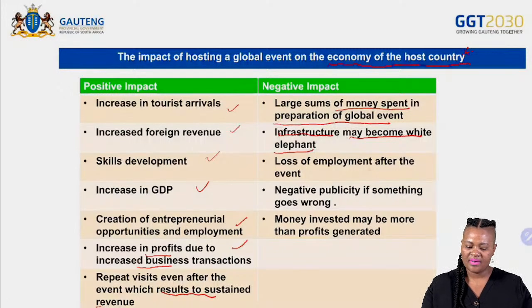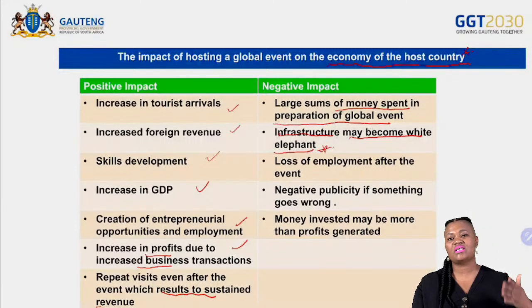Loss of employment, an example would be stadiums. With stadiums, you find that when we look at white elephants, stadiums were built and now they're no longer in use. They are no longer hosting as many events or no events at all. Hence, in Qatar, they built sustainable stadiums that were able to be removed after the global events, meaning dismantled after the global event. So those were temporary stadiums.